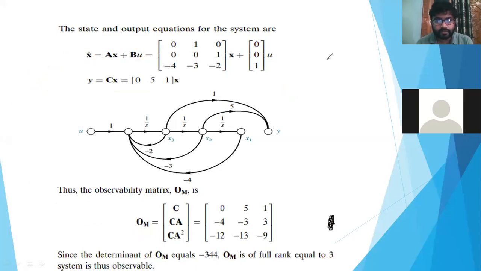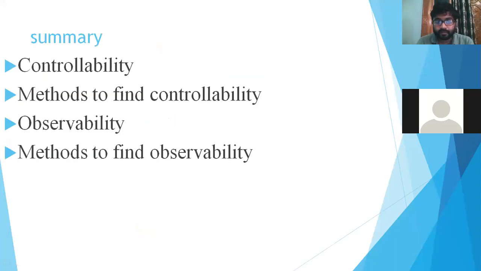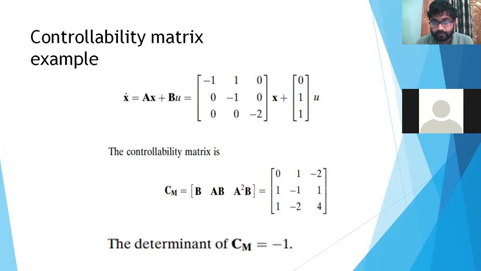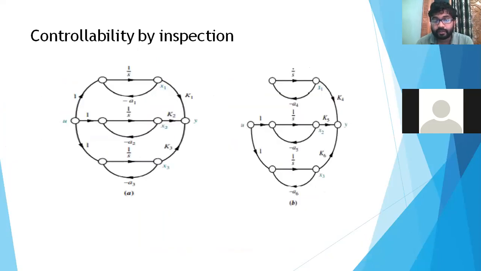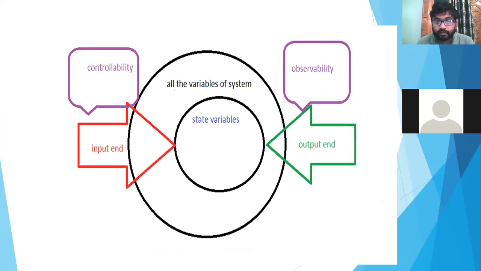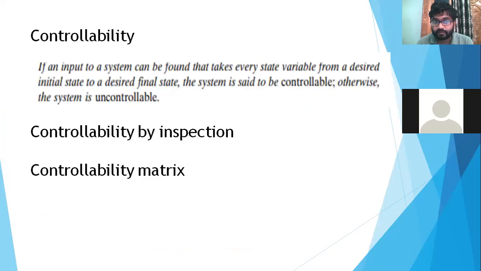So we can close the class today. Controllability and observability, methods to find controllability and observability. And you do one thing: find whether there are any other methods to find out controllability or observability. What I have given you are controllability by inspection and controllability via the controllability matrix method. Please refer to any textbook and find out if any other method is available. If any method is available, solve these problems by that method.